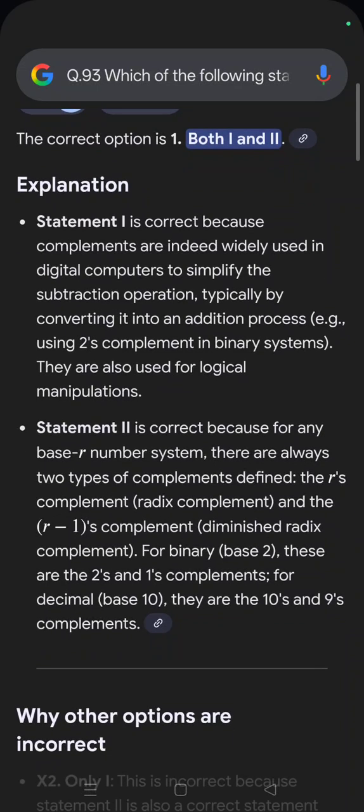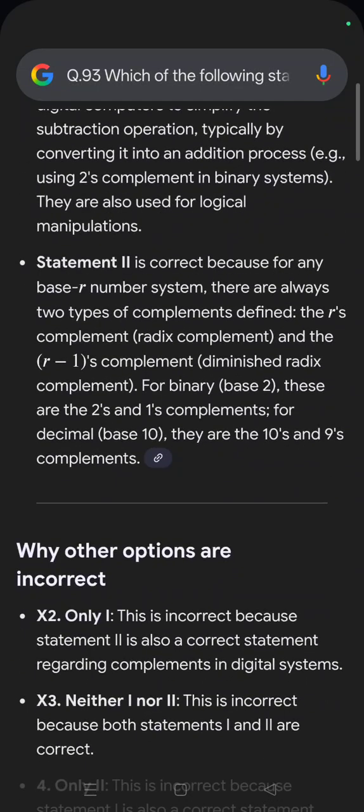Statement 2 is correct because for any base R number system there are always two types of complements defined: the R's complement, the radix complement, and the R minus 1's complement, the diminished radix complement. For binary, base 2, these are the twos and ones complement. For decimal, base 10, they are the tens and nines complements. Why are other options incorrect?